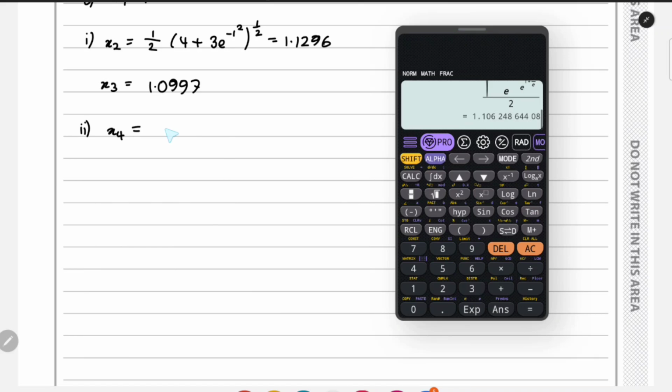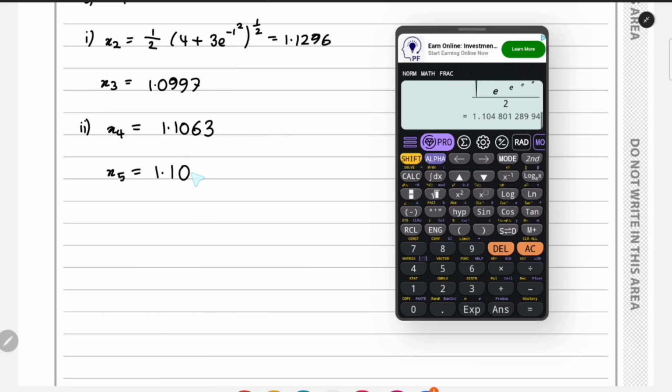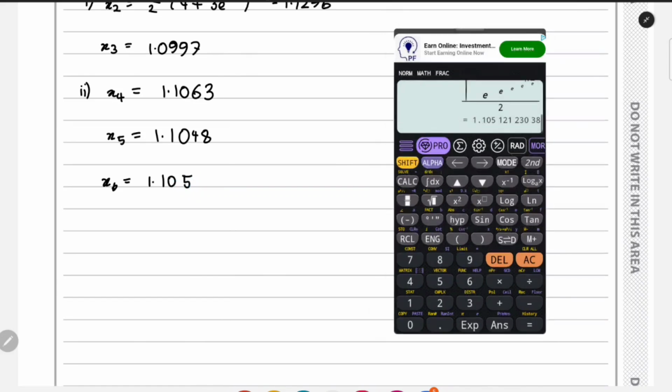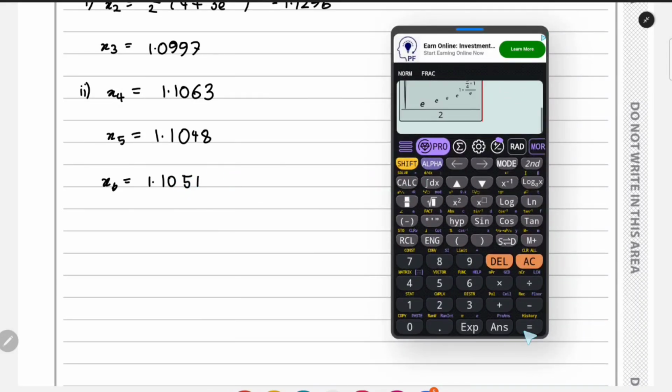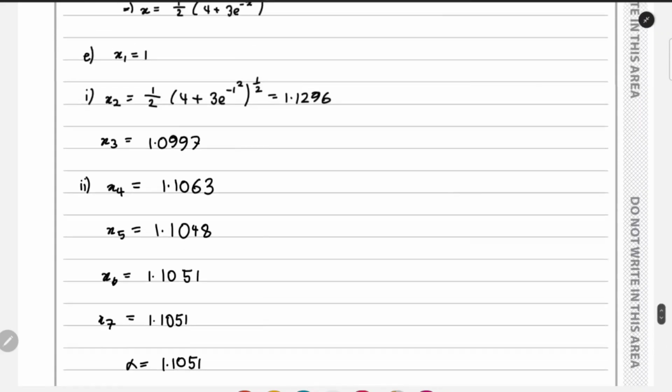This is 1.1063. We do it again. x5 is 1.1048. We calculate this again. This comes out to be 1.1051. I'll do it again. Calc answer. The next value, x7, is 1.1051. So we have had two consecutive values that are the same. So the value of alpha must be 1.1051. That's it for this question. I will move on to the last question now.